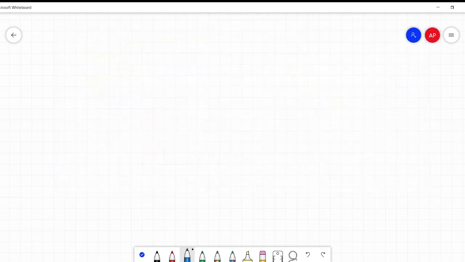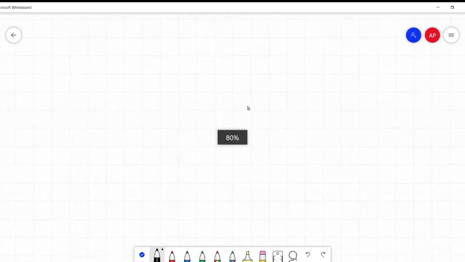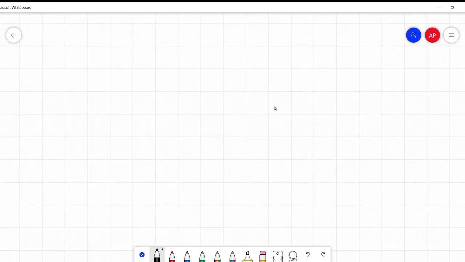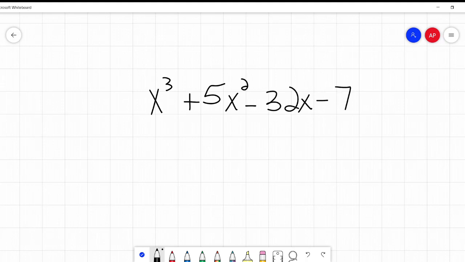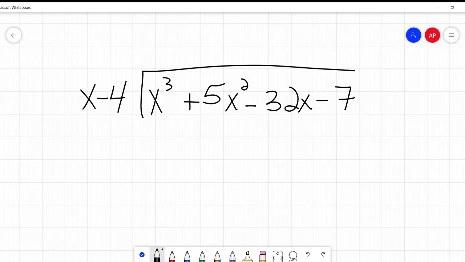Right. Now this method works even if you have more higher variables, longer things you're dividing into. Same thing. So here's one: x cubed plus 5x squared minus 32x minus 7 divided by x minus 4. Same exact thing. No matter how long this gets, this could be x to the 25th and then a whole bunch of stuff after. No matter how long, you keep doing this same process I just showed you over and over again.